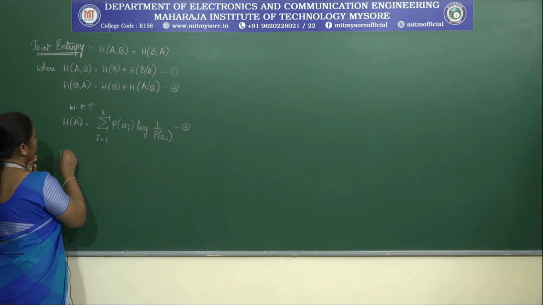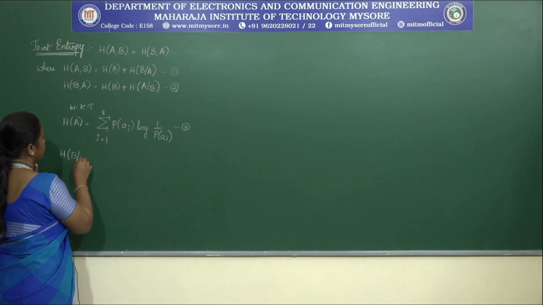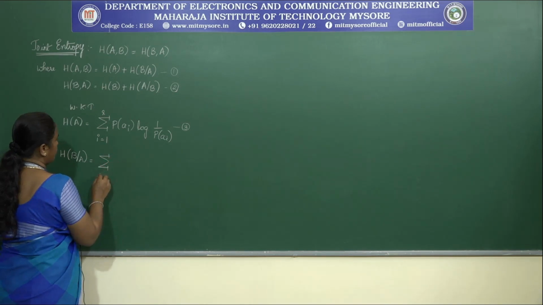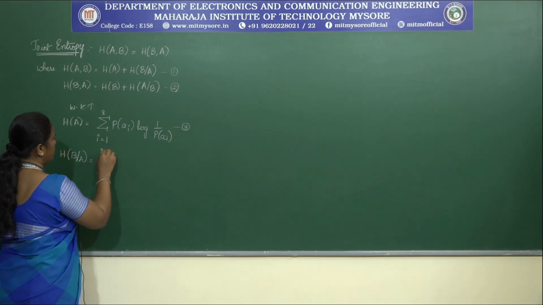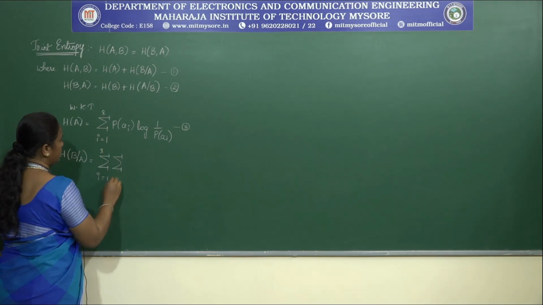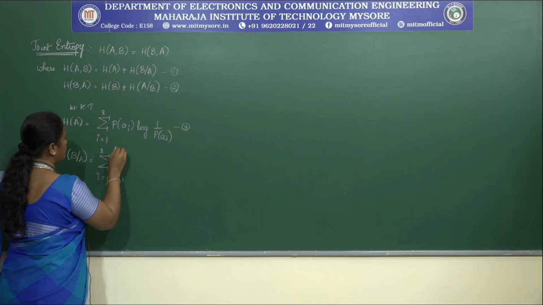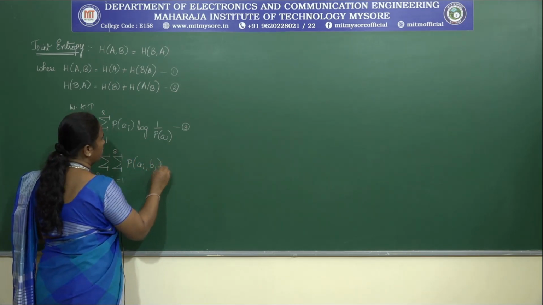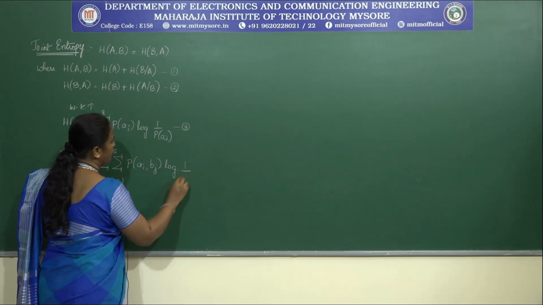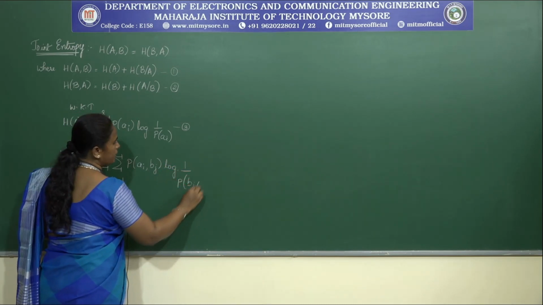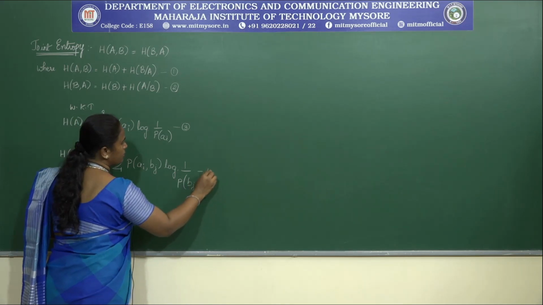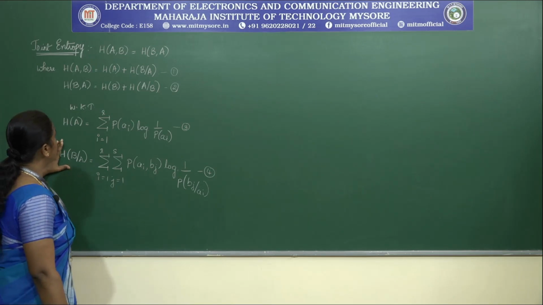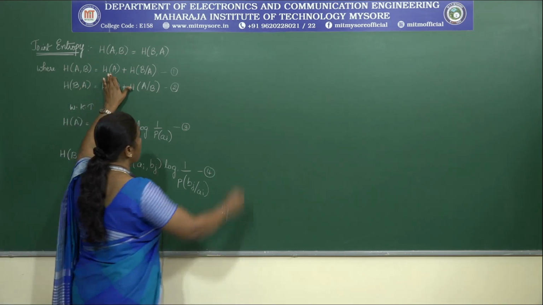And also H of B by A is given by double summation, I is equal to 1 to R and J is equal to 1 to S, P of AI comma Bj log of 1 by P of Bj by AI. So this is your equation number 4. Now considering these two equations, I am going to substitute in my equation number 1.